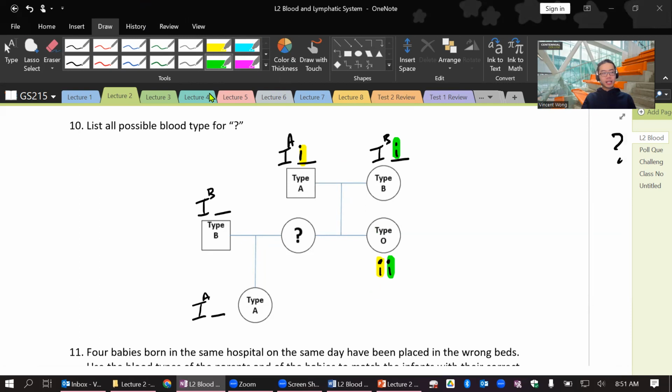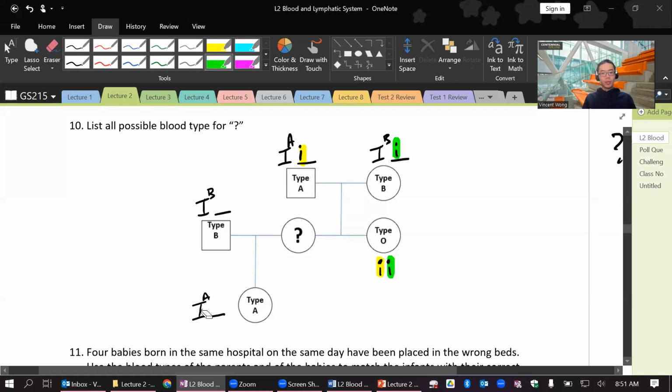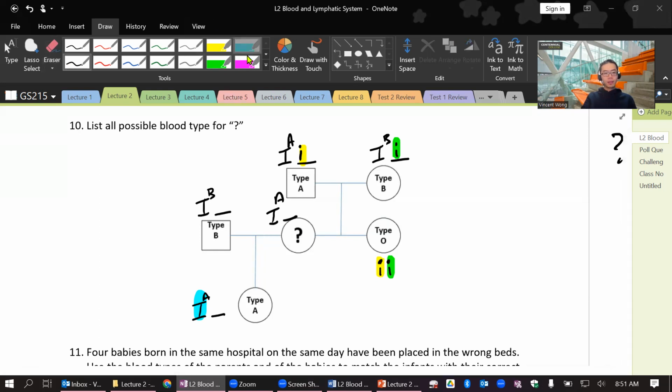So let's do more detective work here. We have an IA allele over here. Where did the IA come from? Did it come from the father or the mother? Well, the father is type B. It's impossible for him to have an A allele, right? Based on that reasoning, we know this IA must have come from the mother.